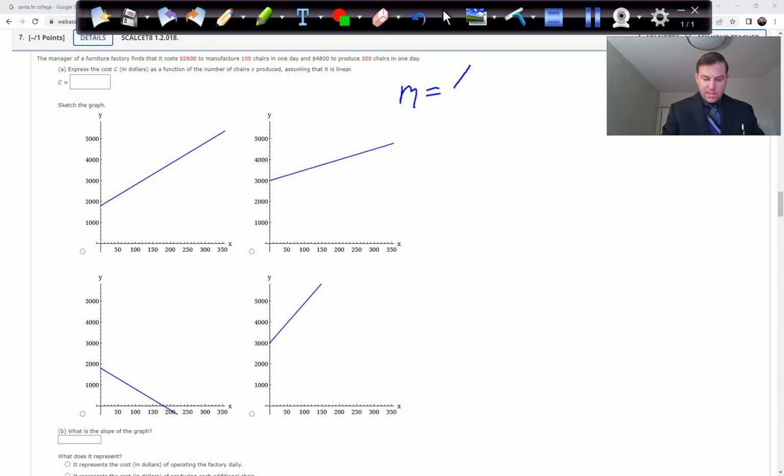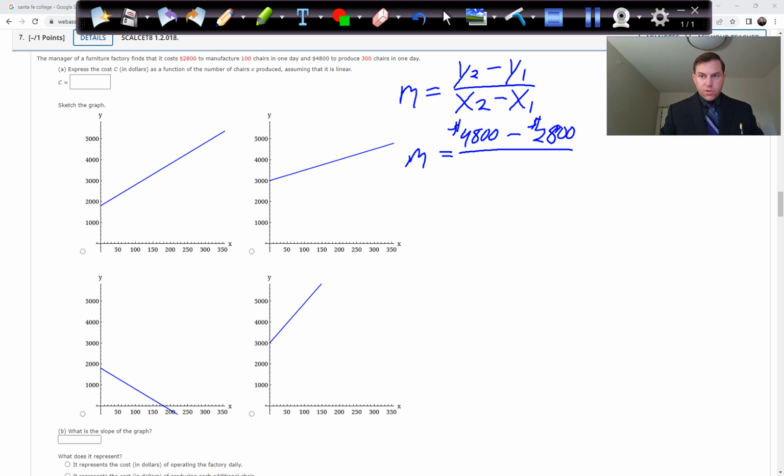The slope formula says take the second y value minus the first y value, divided by the second x value minus the first x value. So we need the slope of this linear curve. The second y value would be the $4,800. The first y value would be the $2,800. Now the x's are the chairs produced for those monies. So they produced 300 chairs for $4,800 and they produced 100 chairs for $2,800, and they give us nice numbers.